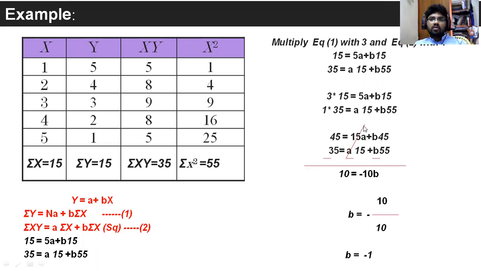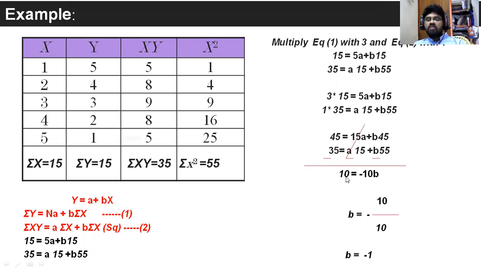So don't put it only for the cancelable values. You need to put all the values. For example, if there is a minus value, minus b55, simply you can put plus here. So when you put that opposite sign, it is considered as a minus value. So here plus 15a, here minus 15a. Simply we can cancel.